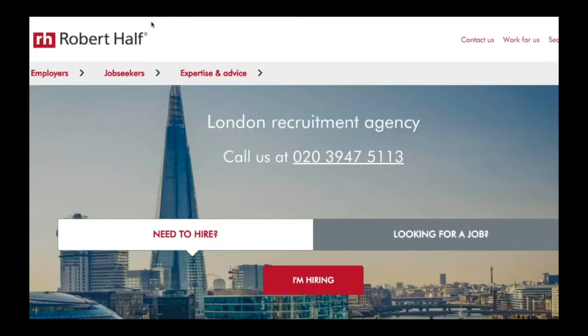The first and traditional method of search is, of course, to use a third-party agency, to use a recruitment agency. And here's one, Robert Half. Robert Half, incidentally, do a very good salary benchmarking report every year on various different professions and trades. But that's beside the point. We've got the idea of a recruitment agency. They have, and you can see it very clearly here, on the one hand, the need to hire, on the other hand, are you looking for a job? Are you a candidate or are you an employer?